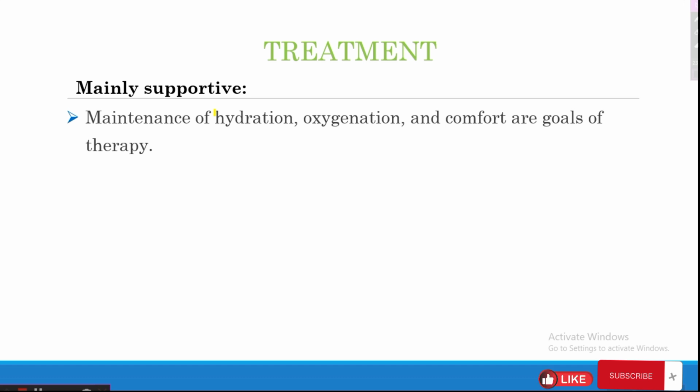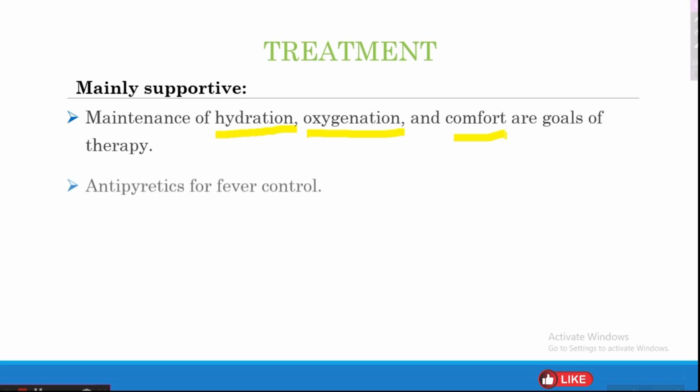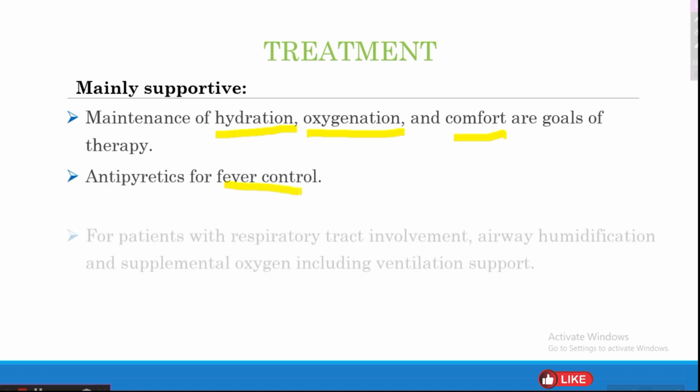So how do we treat these patients who have measles? Since it's a viral infection, we are going to concentrate on supportive therapy and boost the immune system. So our goals will include maintenance of hydration, oxygenation, and comfort. We shall give antipyretics for the control of fever.